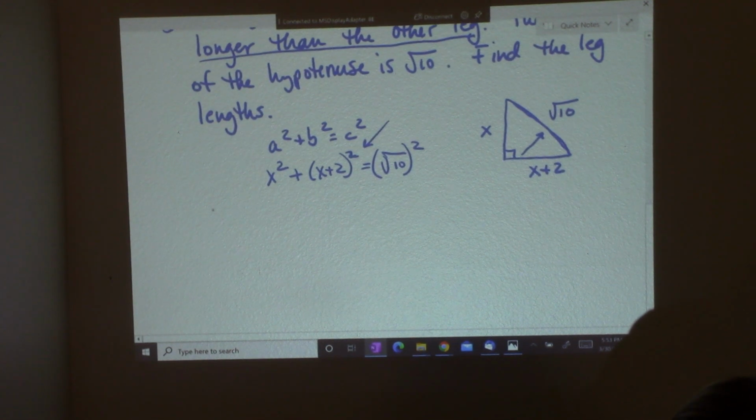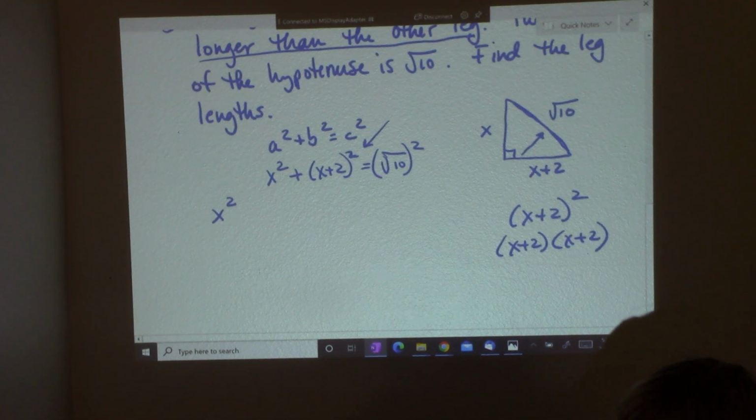So I have x squared here. What does x plus 2 squared mean? Well, we have to figure that out using FOIL. So I'm going to write x plus 2 times x plus 2.